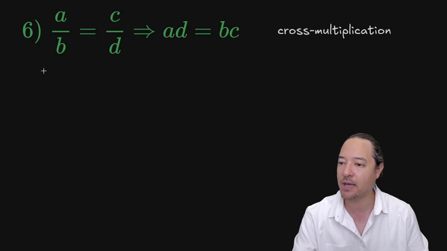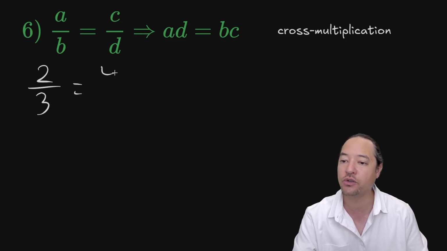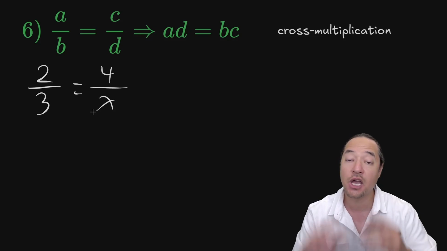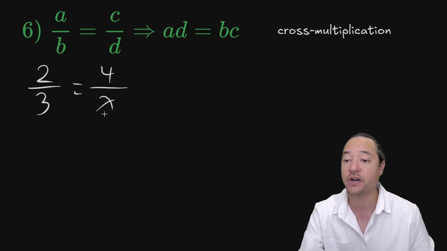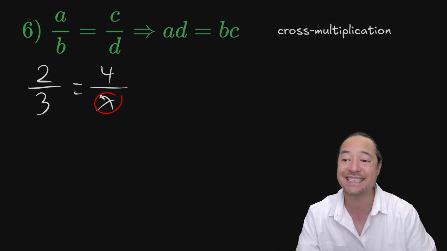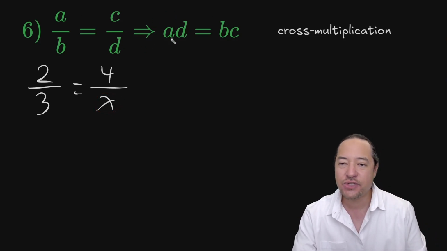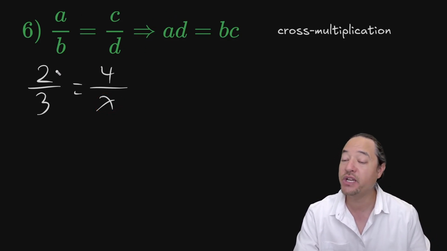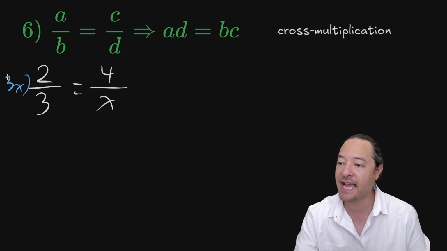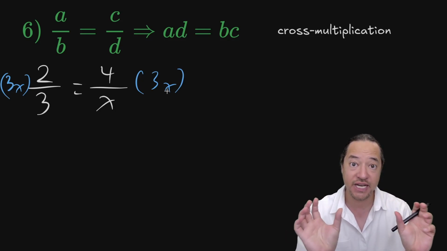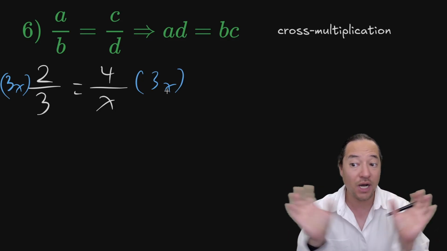So let me look at an example. What if we have 2 over 3, and we say that is equal to 4 over x? We want to solve for x. We want to find what x is equal to. One way we could do this, not using this property exactly, is to multiply both sides by 3x. If I multiply both sides of this equation by 3x, then the equality holds, right?